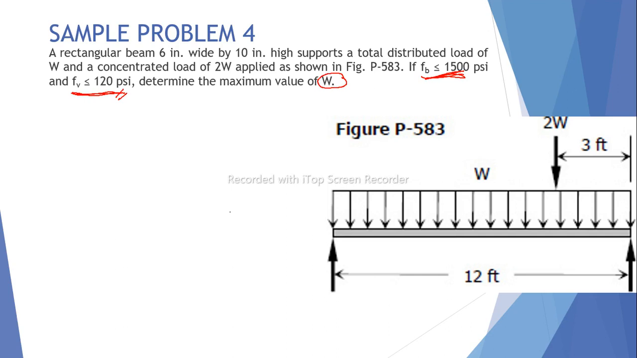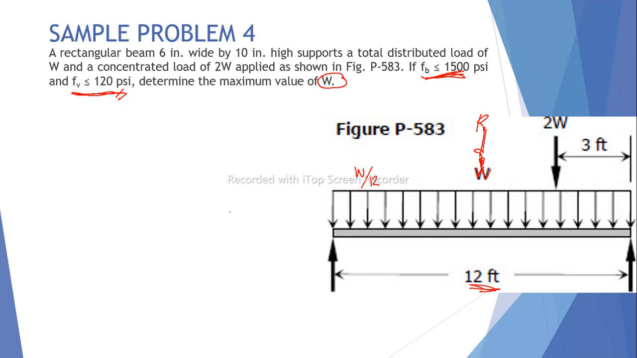So, for this one, this W is like the resultant force for this distributed load. This is W over 12 as the distributed load, because the beam is 12 feet long. And then we also have the 2W here.